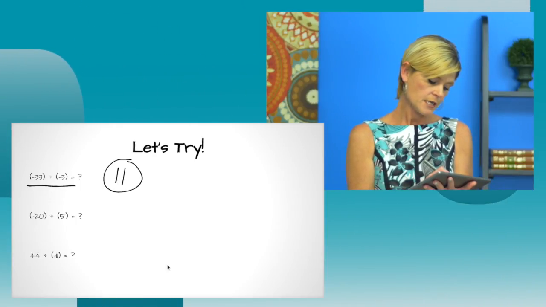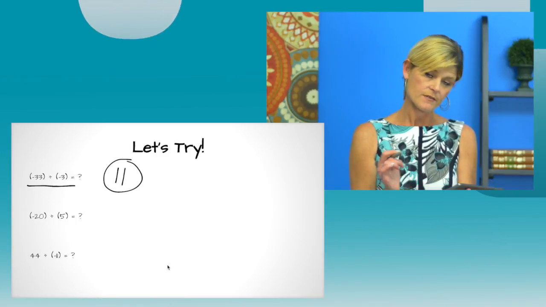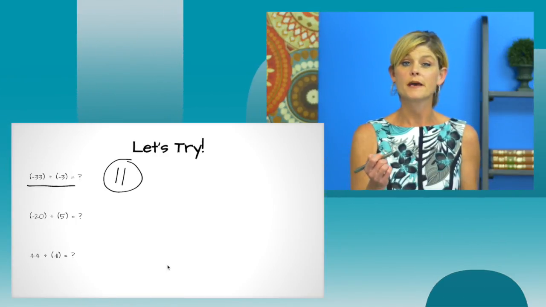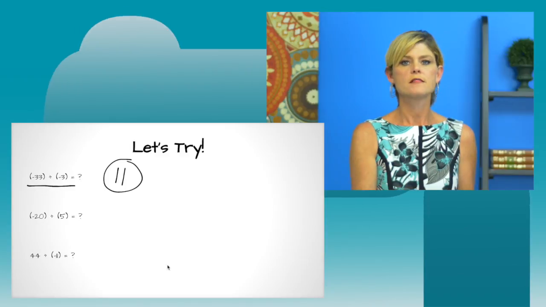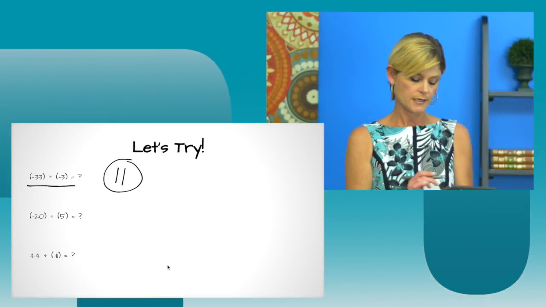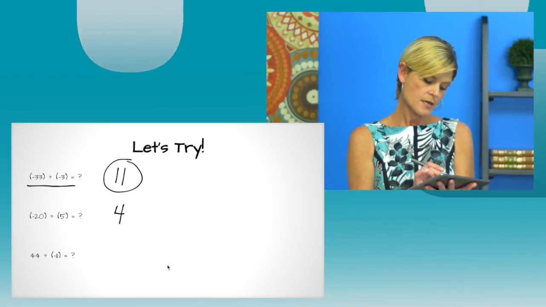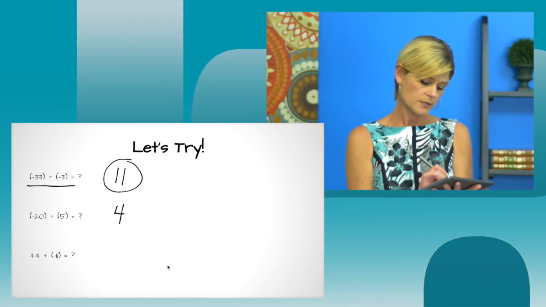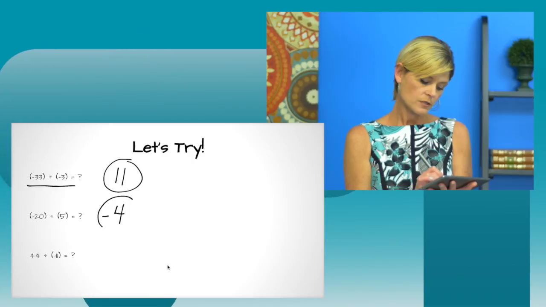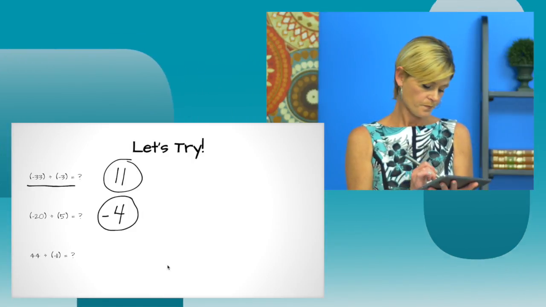How did you do on negative 20 divided by 5? Again, there's nothing wrong with doing the operations first, then incorporating your positive or negative sign. 20 divided by 5 is 4. And we have a negative divided by a positive. It's going to give us negative 4.